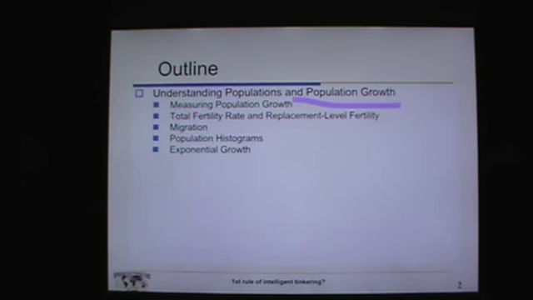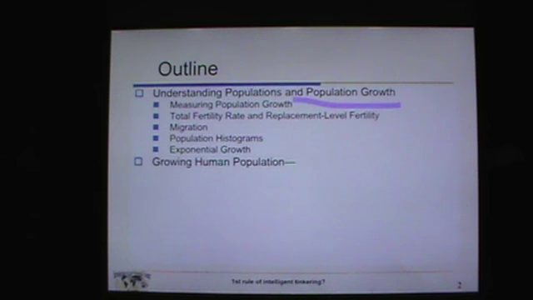So, what we're talking about. Understanding populations and population growth. Measuring population growth, total fertility rate, and replacement level fertility. That's an important part of growth of populations. Migration, both immigration and emigration. I hate those two words. They're terrible to say. Population histograms and how populations grow or how they appear. Exponential growth, it's sort of that idea that, well, that's what the J-curve is all about. How long can it last?